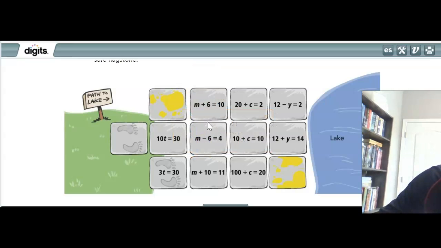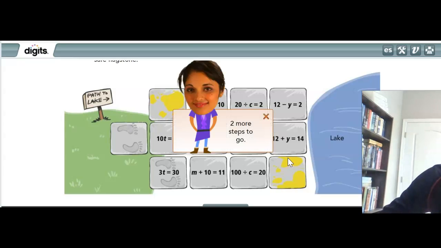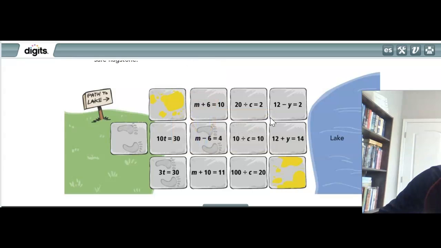Next, we have 10 plus 6 equals 10. No. 10 minus 6 equals 4. Yes. And 10 plus 10 equals 11. No. So our next footprint is here. Woohoo! All right. And the next one, we have 20 divided by 10 equals 2. Yep. That is a true equation if C equals 10.